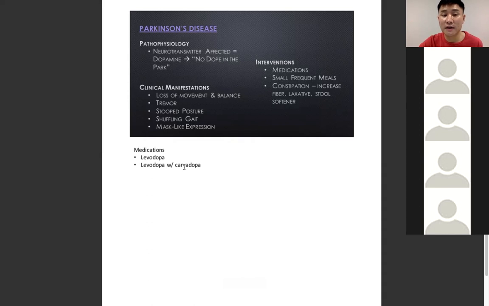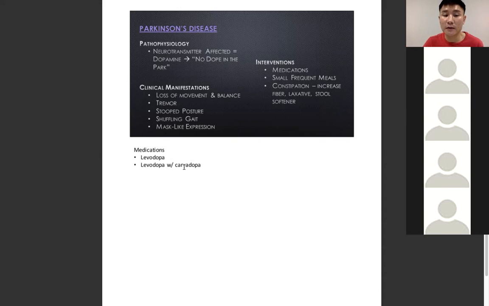In Parkinson disease, the pathophysiology is that the neurotransmitter dopamine is not enough in the body. How do we remember it? We remember it as no dope in the park. So there's not enough dopamine in the body, which leads to loss of movement and balance, tremors, stooped posture, shuffling gait, and mask-like expression. I see a lot of mask-like expression, tremors, and shuffling gait coming up when I'm studying, so I would say it's important to know.